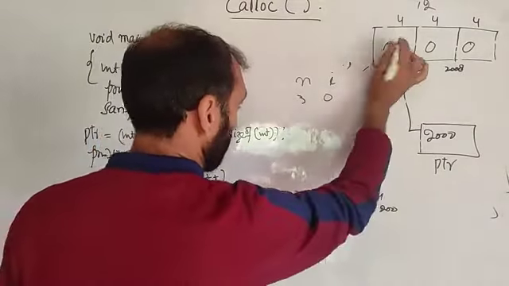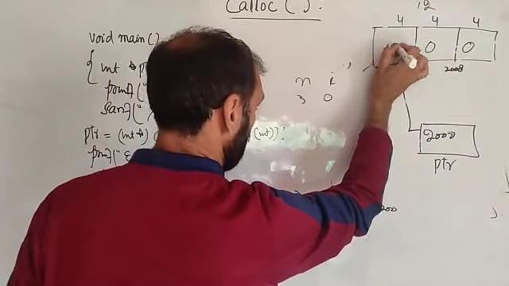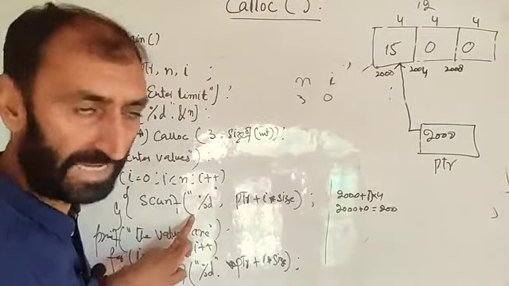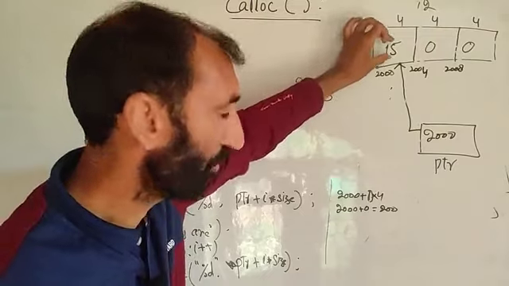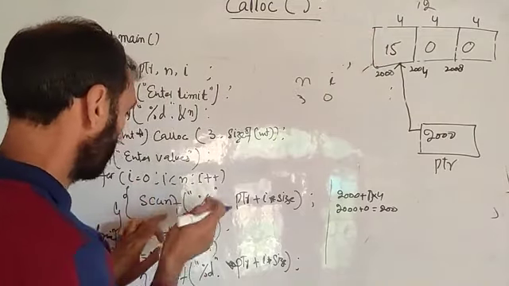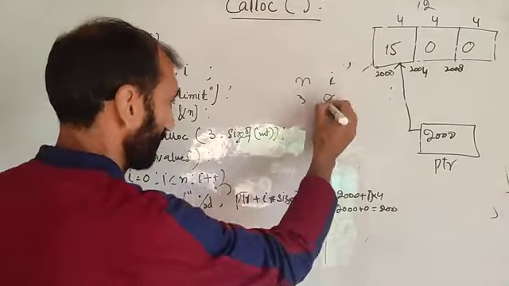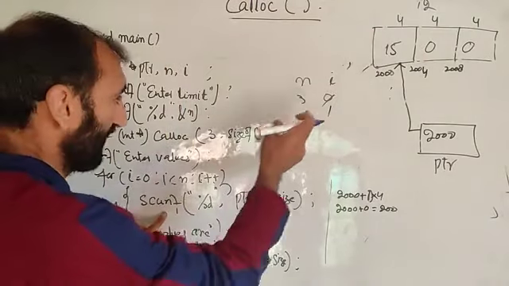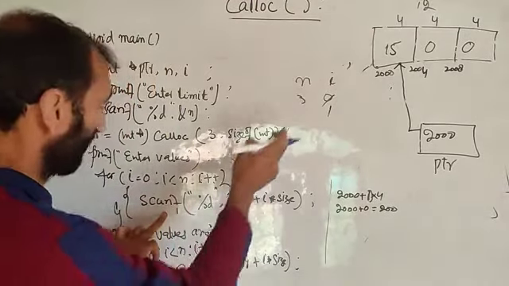and here, for example, I am writing the values. I enter the value 15 here. Now control will go to i plus plus, it will become 1. i less than n, yes, 1 less than 3, the condition is true.